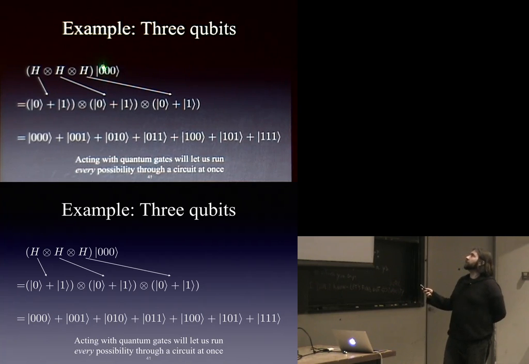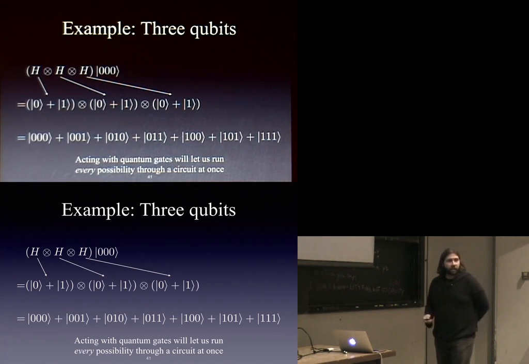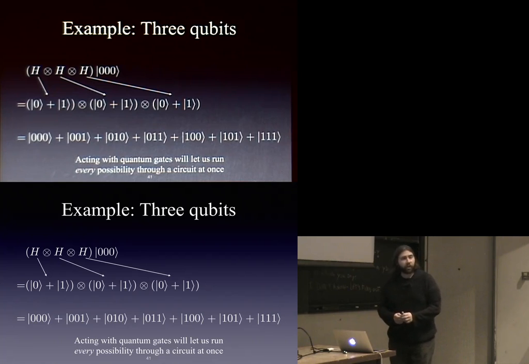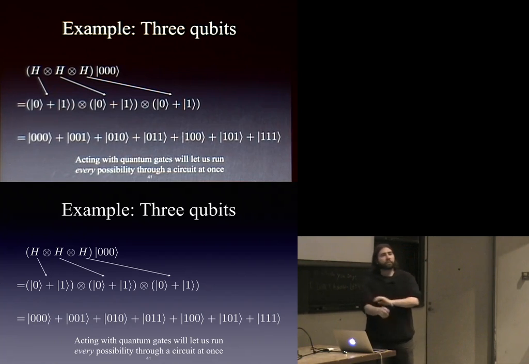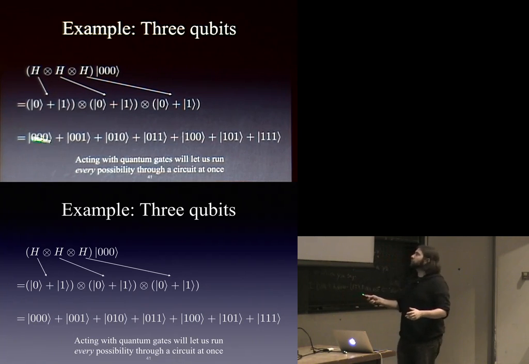So if one of these... So say this middle guy had been a 1, then this would have had a minus sign, and then there would be relative minus signs between these guys. And so if you played with things like that, you could try to construct some sort of clever interferometry between the different states. Here I'm just trying to show you that one state can cover all possible classical inputs at the same time. What we do with that is, of course, a much harder problem.